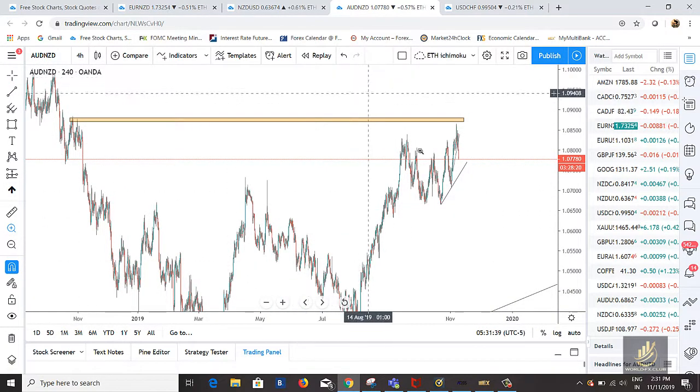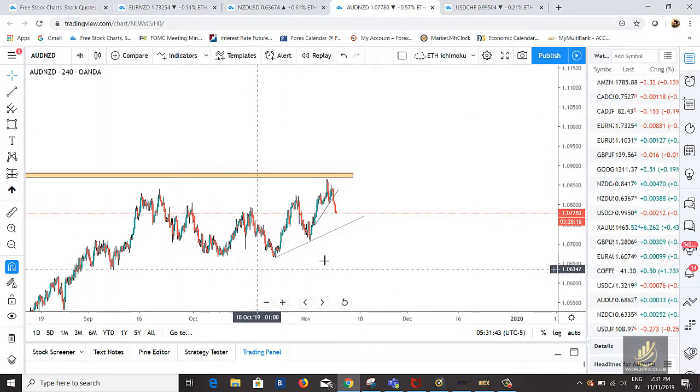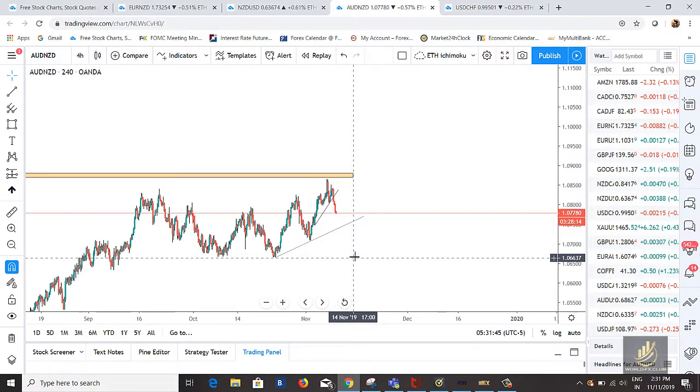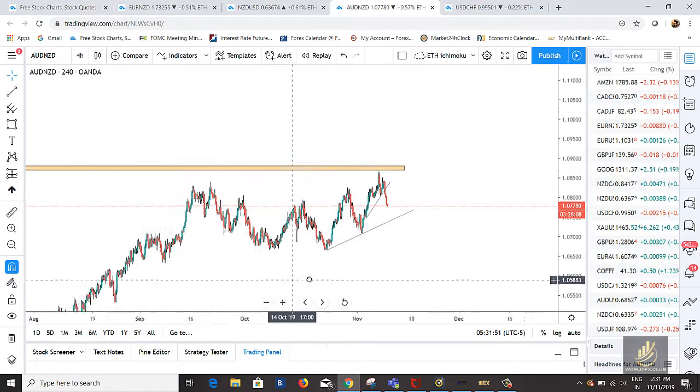So how do we pick up these points? You have to understand what are support and resistance zones. I'll just post a link in this video. Go check and read my blog about support and resistance. You'll be able to draw these zones perfectly.